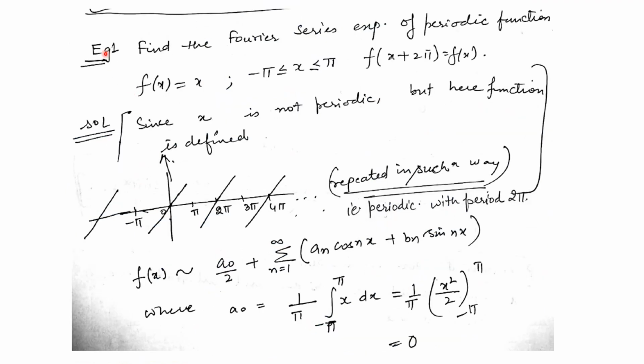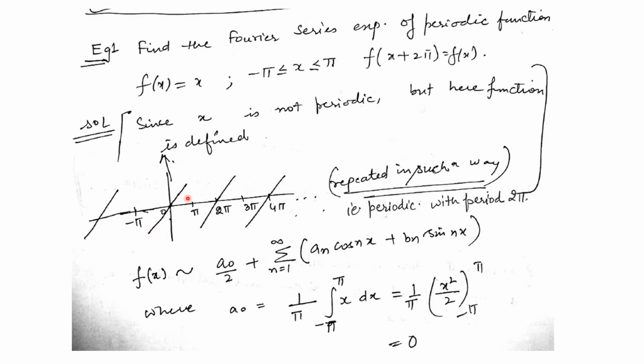For example, find the Fourier series expansion of the periodic function f(x) = x over the interval minus pi to pi, and here the function is periodic with period 2 pi, which is nothing but the length of this interval. Now just see, x is not periodic, but here the function is defined over this interval, and given that this function is periodic, it means it is repeated after 2 pi.